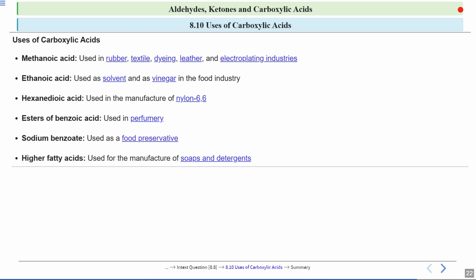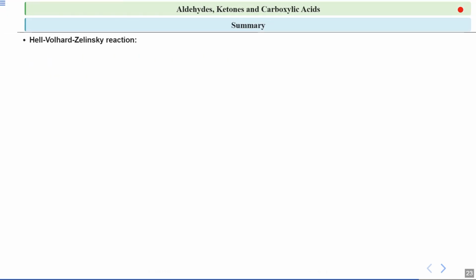And lastly, we have higher fatty acids, which are used to make soaps and detergents. These acids react with bases to form soap, which helps remove dirt and grease. So carboxylic acids are not just important in industry, but they are also in our daily hygiene and cleaning products. Okay, so this was it.